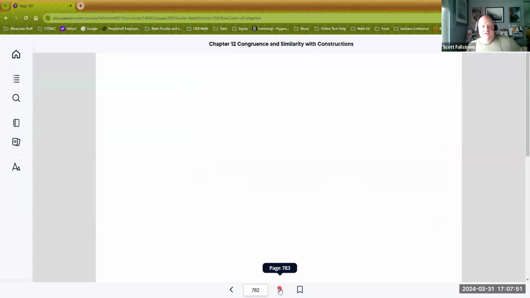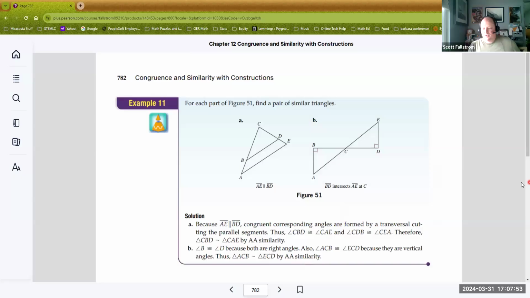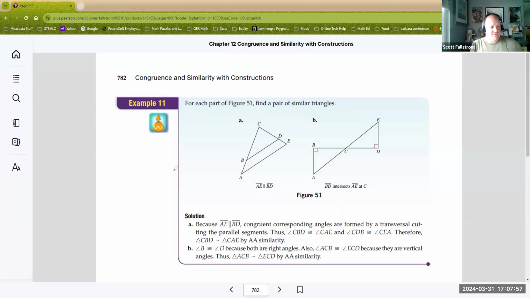All righty, let's see here. What else do we have here? Find a pair of similar triangles. Now, we've got to use all of the pieces that we've had to this point in time. So when you see shapes, they have to give you some clue. Here they say these bottom two lines are parallel. Hey, if they're parallel, corresponding angles are congruent.